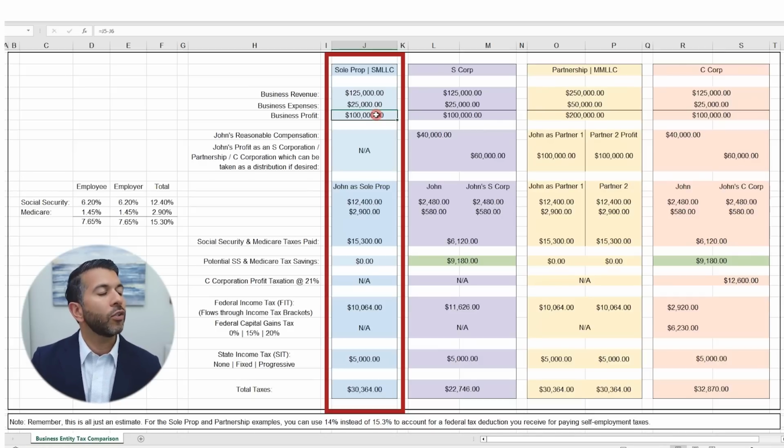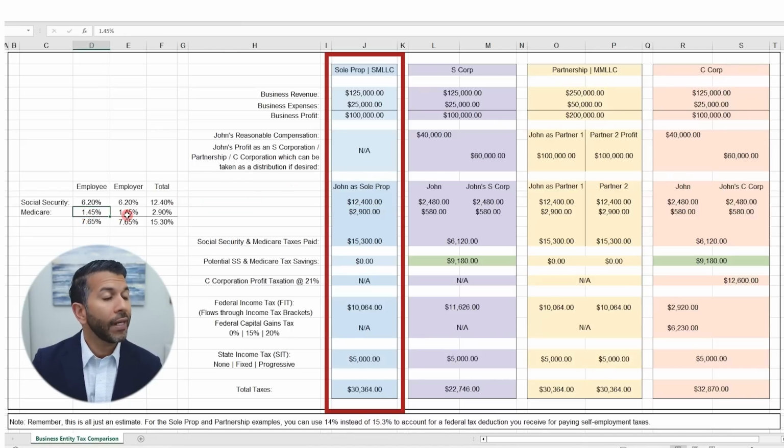So how much of these types of taxes do you have to pay? Well, $100,000 times 6.2% because you are the employee, and when you're a sole proprietorship, you are also the employer. Okay, so it's really 100,000 times 12.4% equals $12,400, right? That's kind of easy math. You can do that in your head.